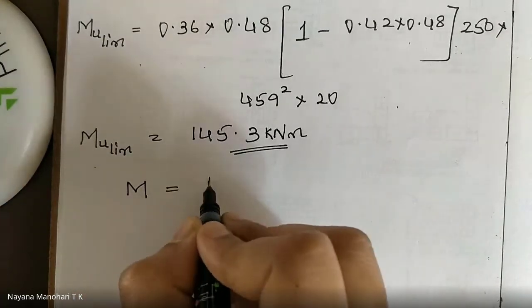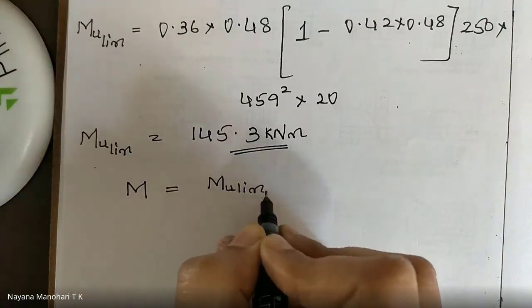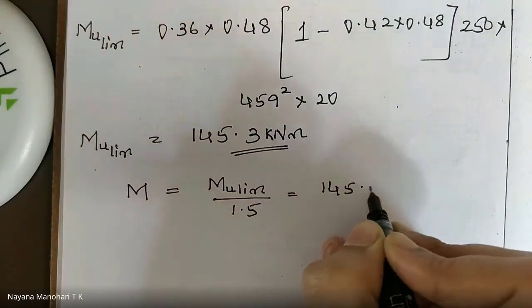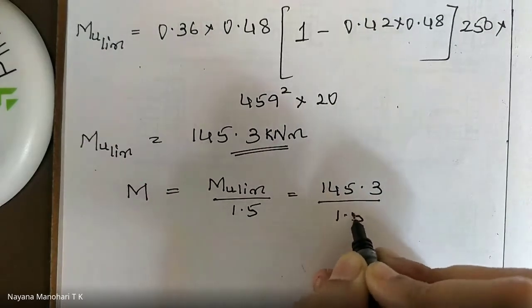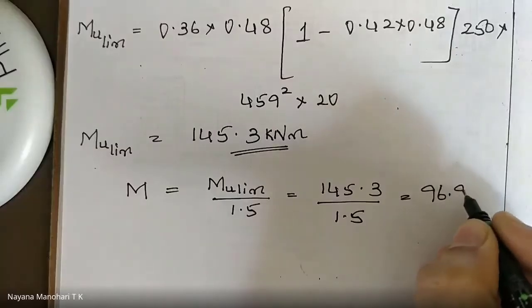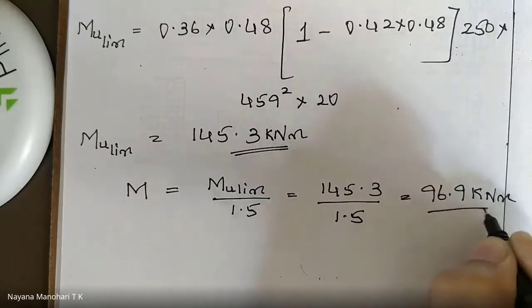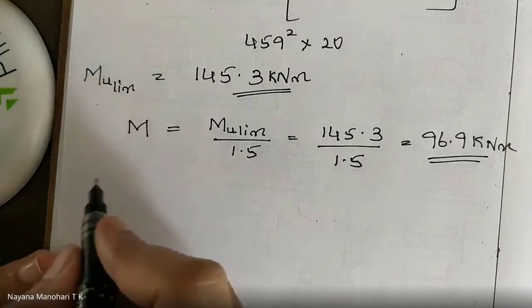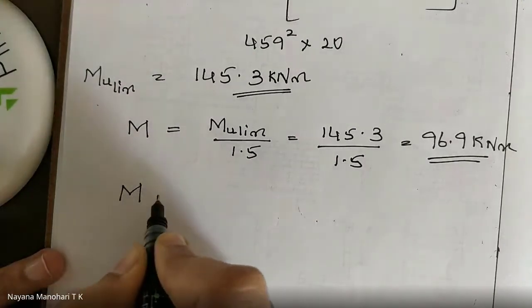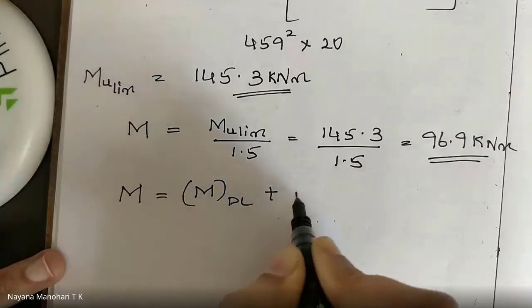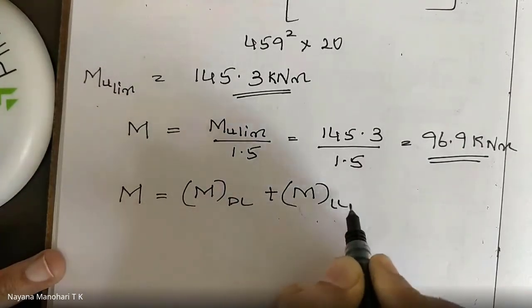Calculate it. M equals to what? MU limit divided by 1.5. 145.3 divided by 1.5 will be equal to what? 96.9 kilonewton meter. Once you calculate this, you need to go for working load calculation. You know that service moment equals to what? Moment due to dead load plus moment due to live load.